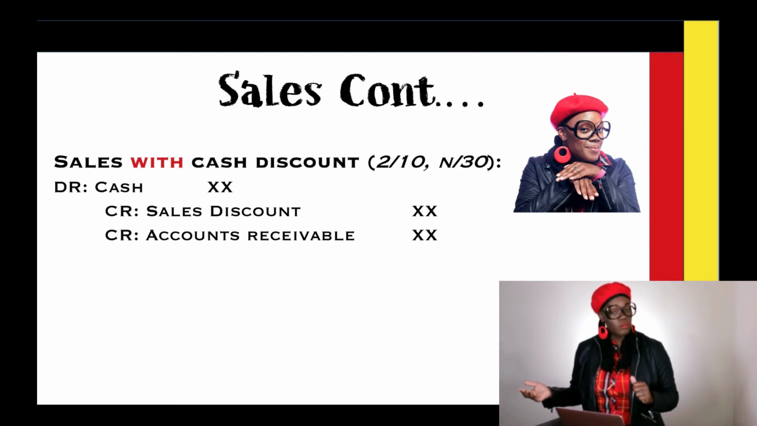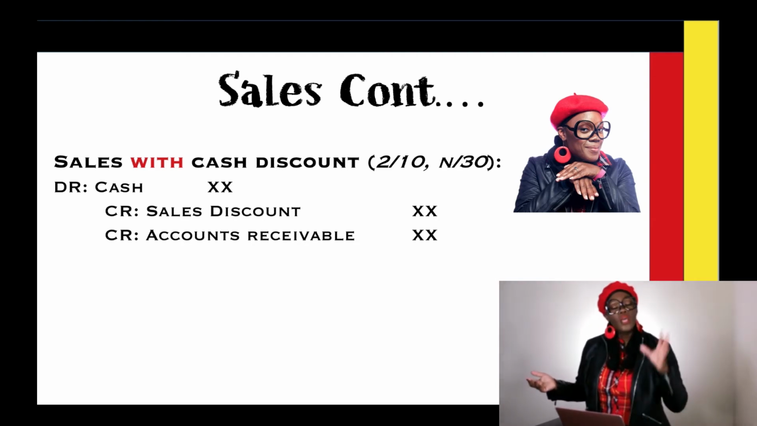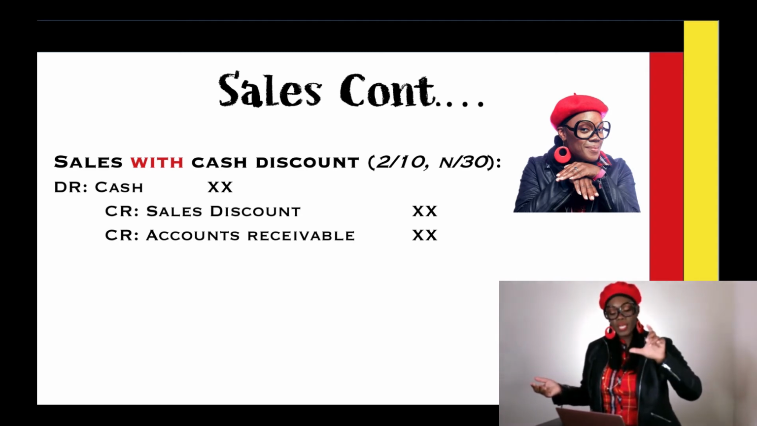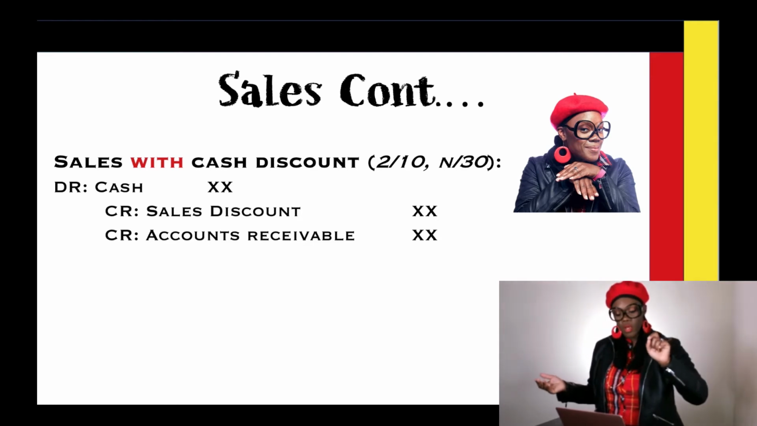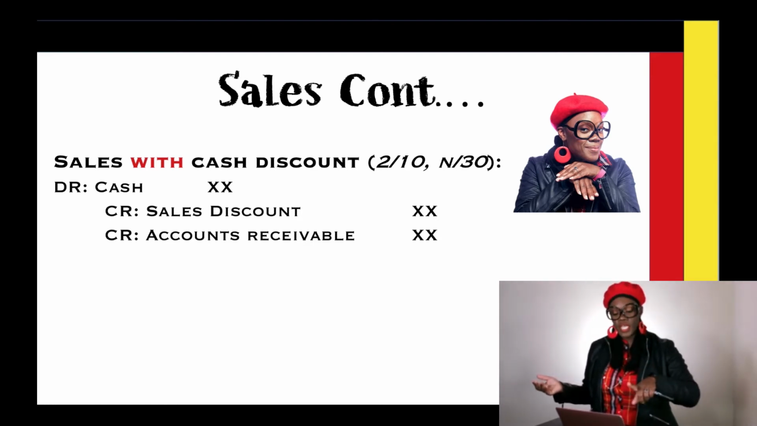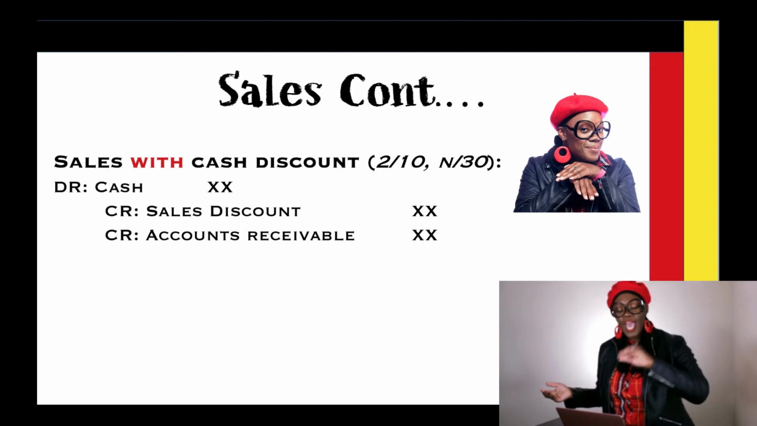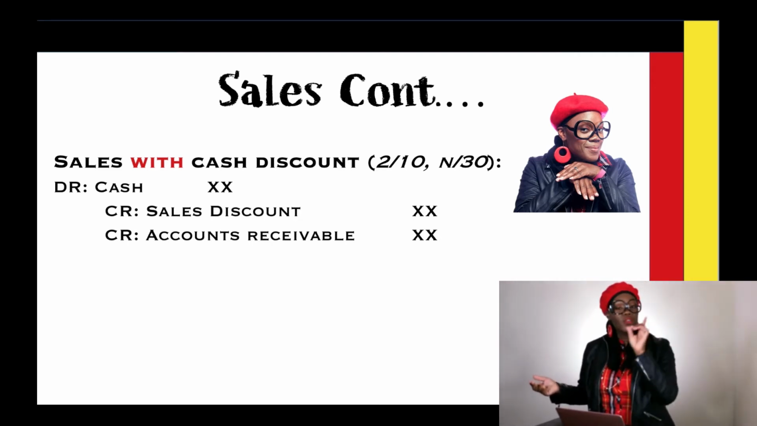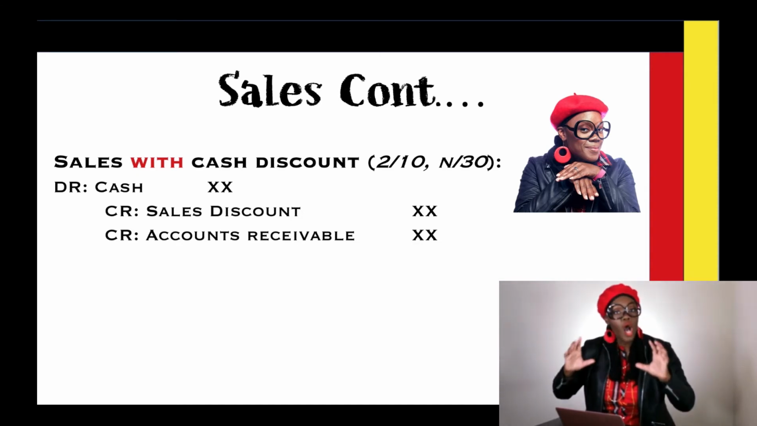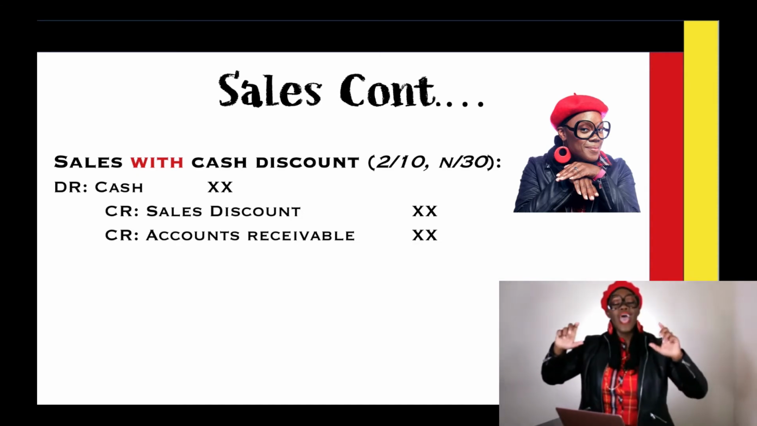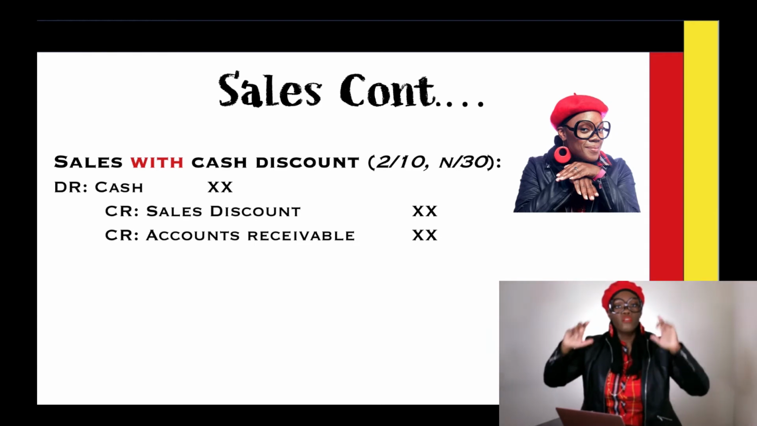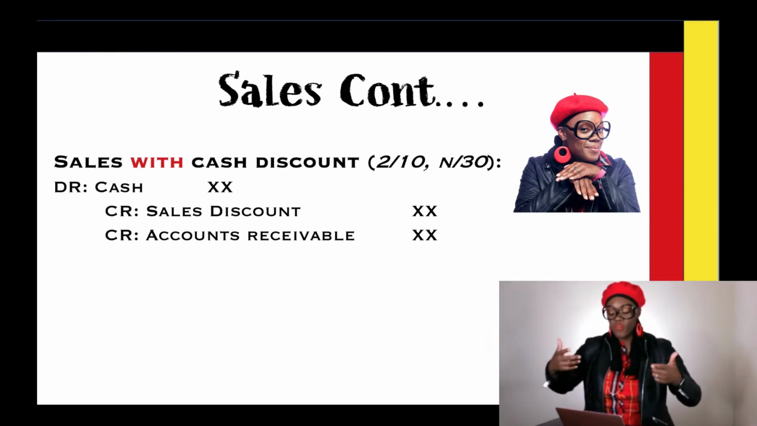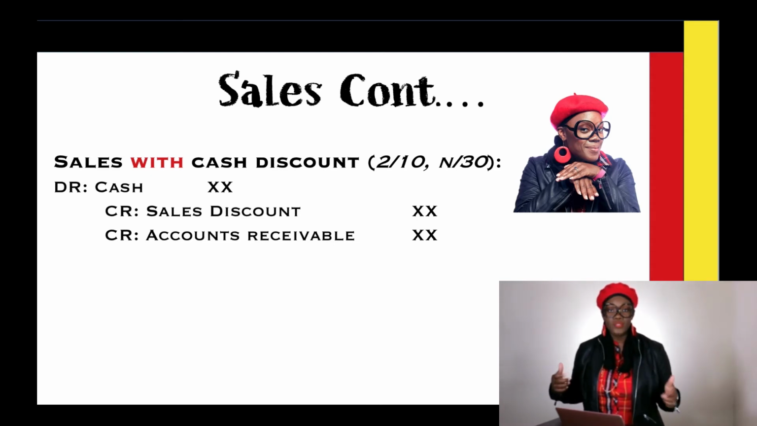If they meet that requirement, then instead we're going to debit cash and we're going to credit accounts receivable for the full amount. And I'm sorry, there's a mistake here because that's supposed to be a debit to cash, a debit to sales discount, and a credit to accounts receivable. And the reason I know that is because we always have to credit accounts receivable for the full amount of the transaction. So we have to fully take their money out of the accounts receivable account.